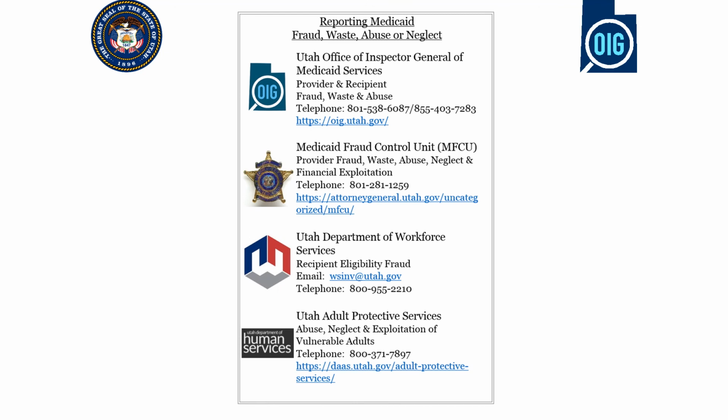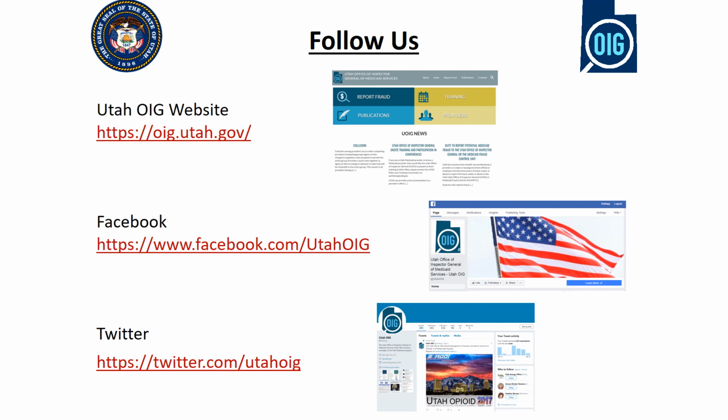The Department of Workforce Services is designated as the agency that determines recipient eligibility. OIG investigates all instances of recipient fraud, waste, and abuse, but instances of eligibility fraud are ultimately investigated by the DWS Investigations Unit. Utah Adult Protective Services investigates complaints and suspected abuse and neglect of the state's vulnerable adult population, in particular, the elderly. Please follow the Utah Office of Inspector General of Medicaid Services at these online locations.